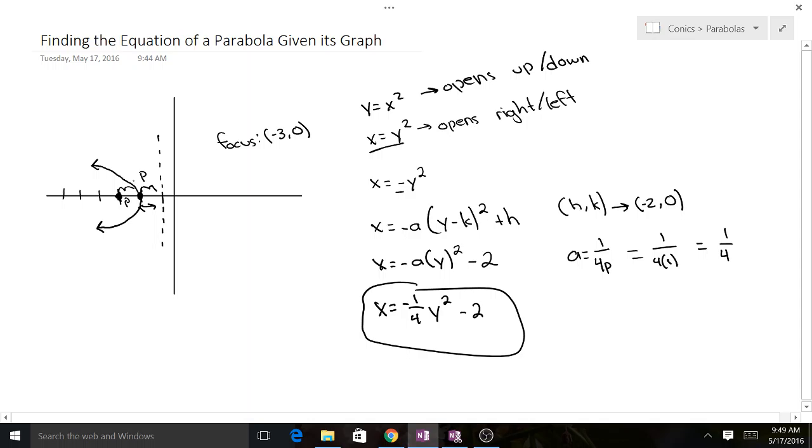An example like this where it's opening to the left is about as tough as it's going to get for something like this. So if you're able to do this, you should be fine on any questions your teacher might ask. I hope this was able to help you. Let me know if you have any questions.